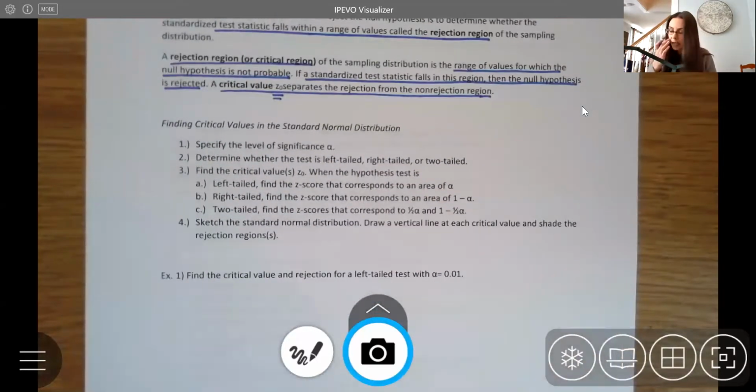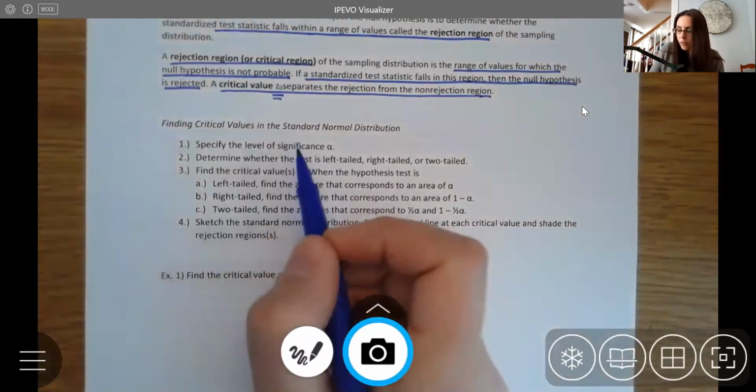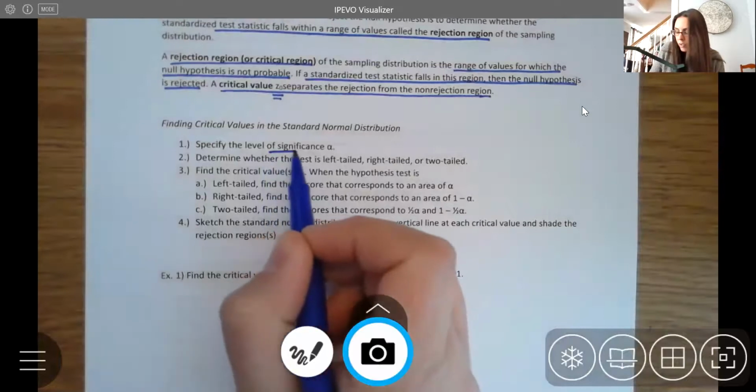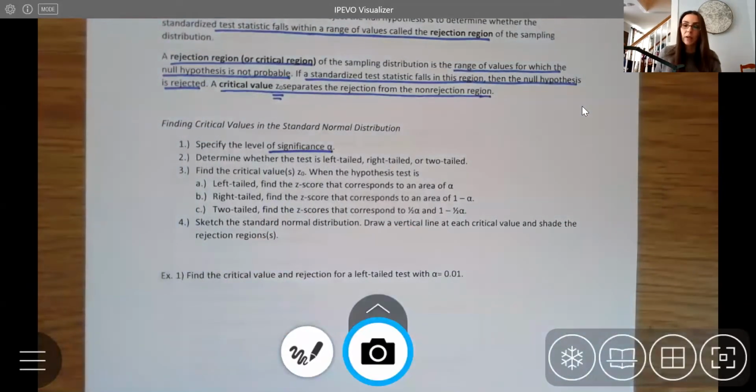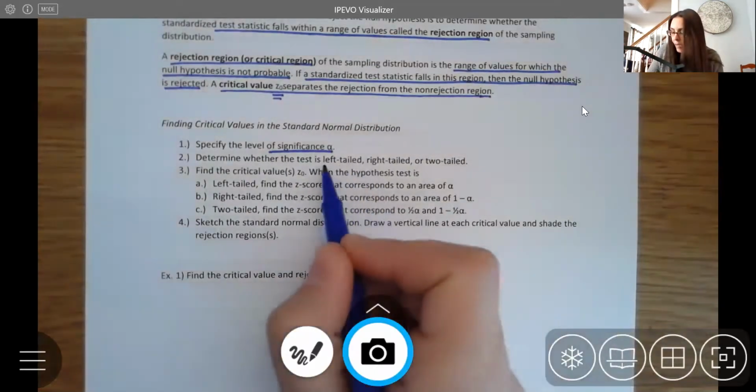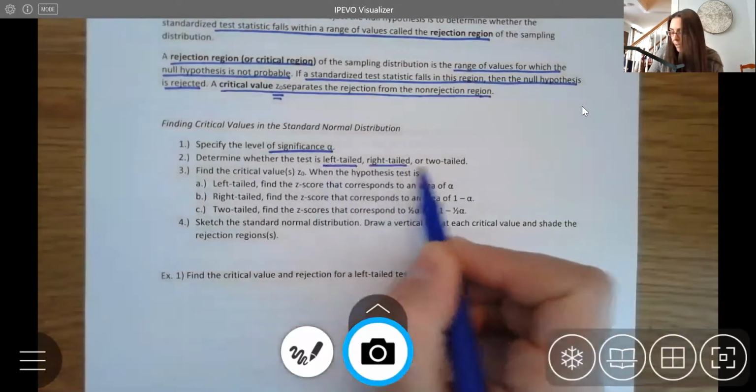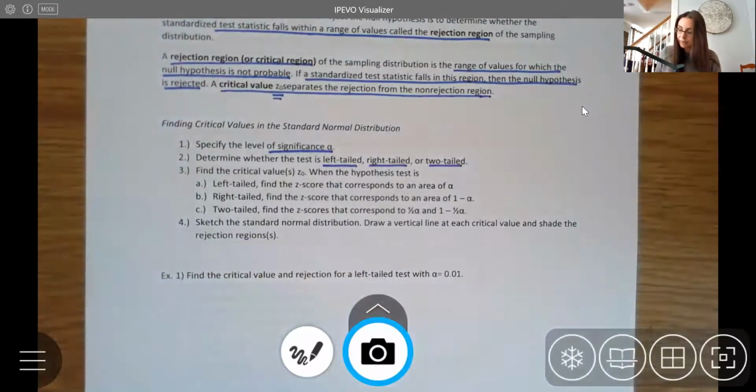So how do you find the critical values, and how do you find these rejection regions? The first thing you have to do, just like before, is choose your level of significance, alpha. You also need to think about what kind of test it is: is it a left-tailed, a right-tailed, or a two-tailed test? Then from there, we can go ahead and determine the critical values.